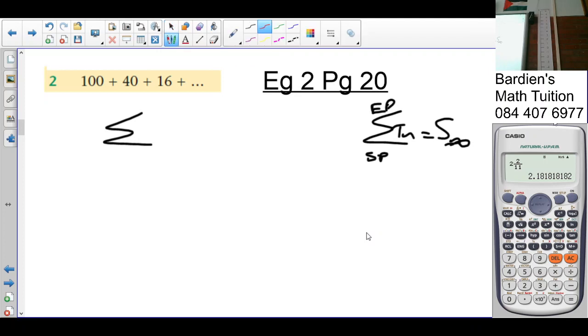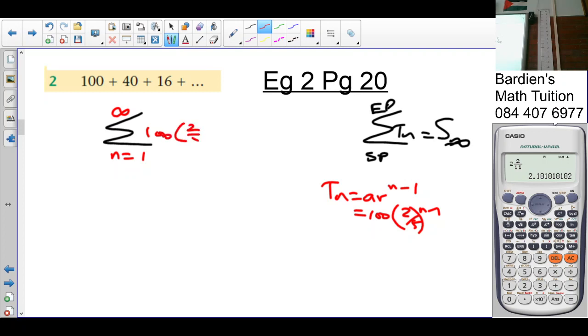So we're going to start with n is equal to 1. We're going to end at infinity. As you can see, the sum is carrying on forever. The general term is going to be Tn is equal to ar to the n minus 1. What's my a value? 100. My r value? 2 over 5, raised to the n minus 1. And that is equal to Sn, or S infinity in this case.